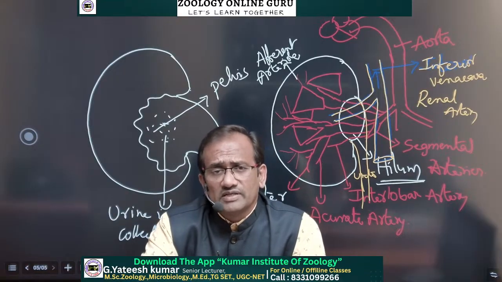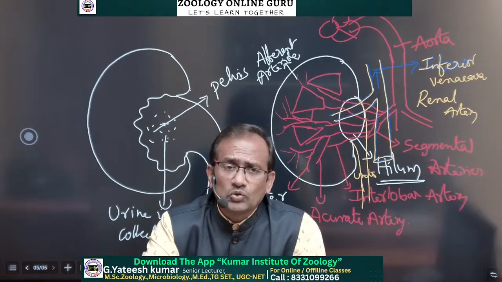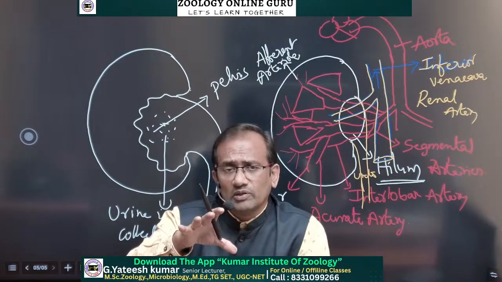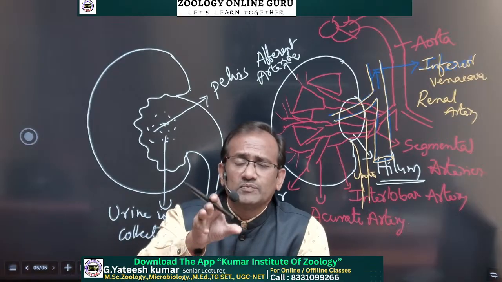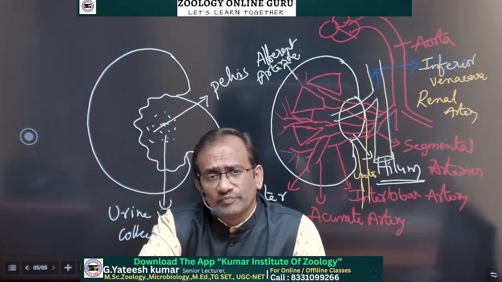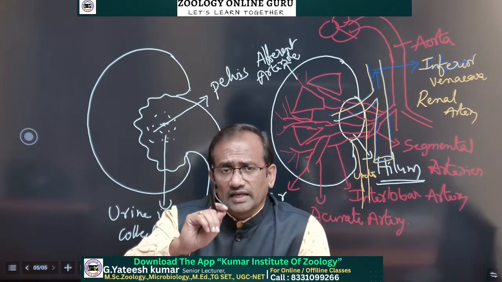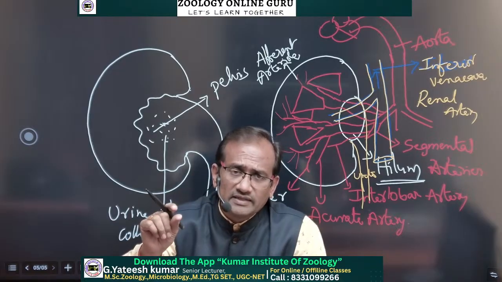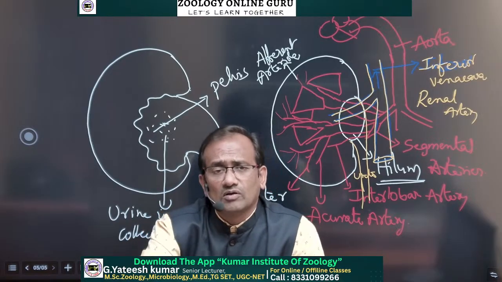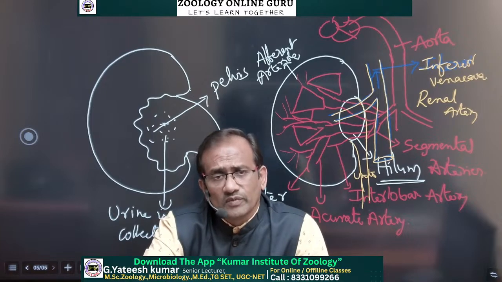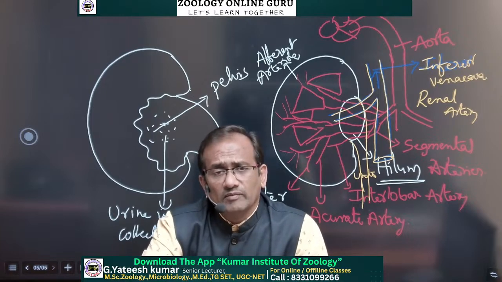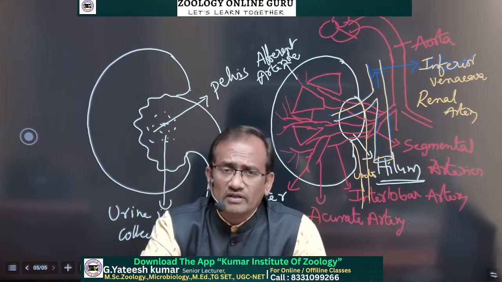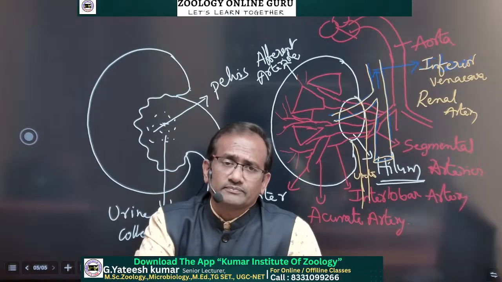So here what we are discussing, internally there are two parts. The outer portion is called cortex and the middle portion is called medulla. Medulla is in the form of triangle shaped structures called renal pyramids. In between two renal pyramids, the cortex enters inside and makes a column, called columns of Bertini. And the hilum is responsible for the entry of the artery, exit of the vein, and also the ureter.